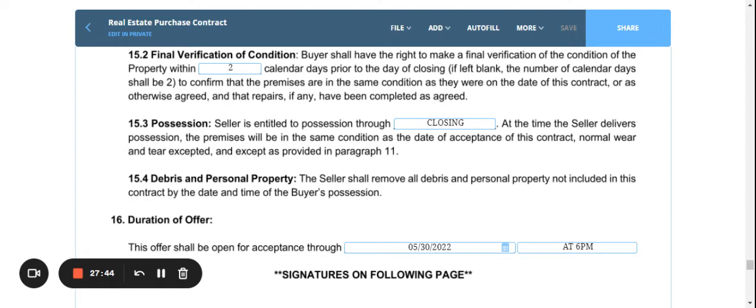So if you want to be the buyer that needs possession at closing, that could be a reason why you don't win the offer. Flexibility is everything.